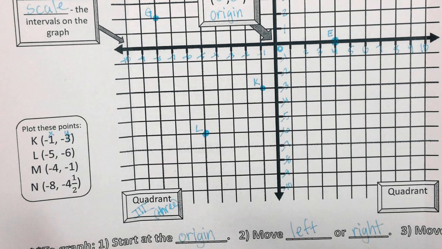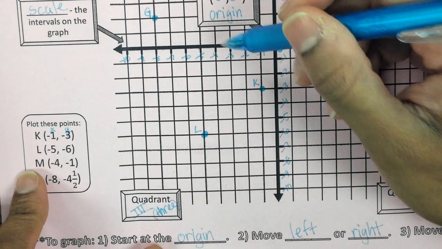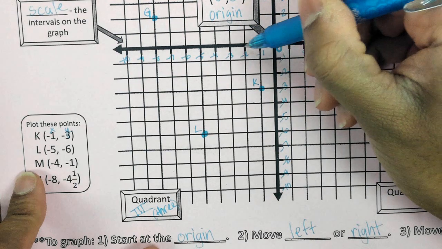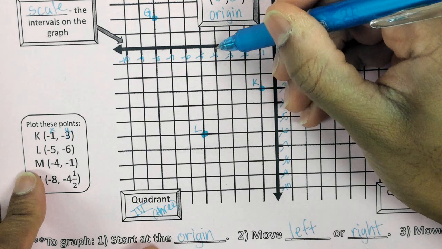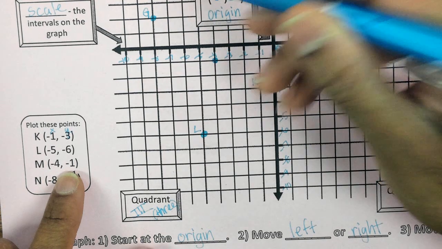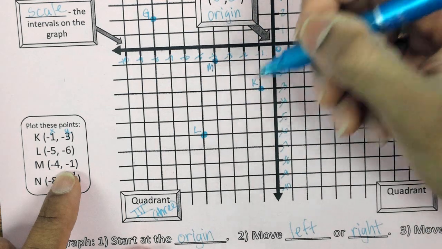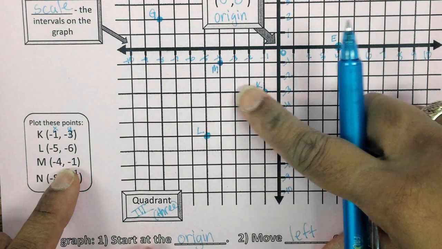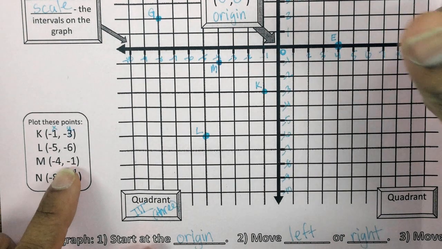Okay. For the letter M, x value is -4, so we move to the left because it's negative. 1, 2, 3, 4, -4. Then we move down to -1, which is right here. So there we have point M. You can write the letters wherever, as long as you know that's for that point. This letter's for that point, that letter's for that point. Whatever works best for you.